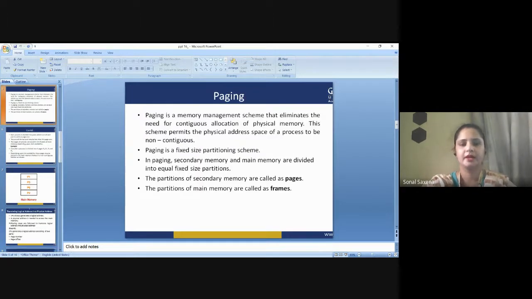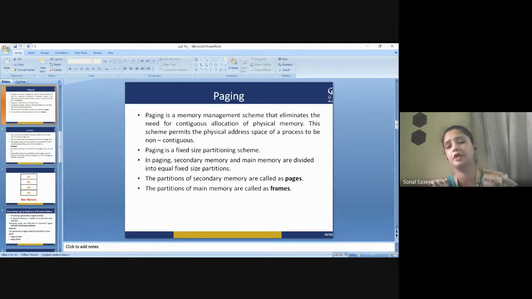Now, let us understand what exactly paging is. As I have told you, paging is one of the techniques of non-contiguous memory allocation. So obviously it is a memory management scheme. Whatever we are seeing, the contiguous or non-contiguous memory allocation, all of them are under the class of memory management schemes. When we talk about paging, it removes the need for contiguous allocation of physical memory. This scheme permits the physical address space of a process to be non-contiguous.